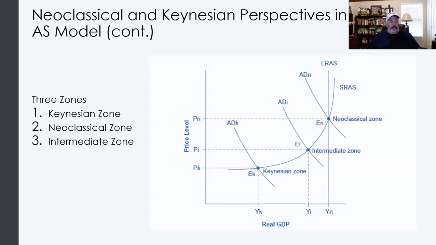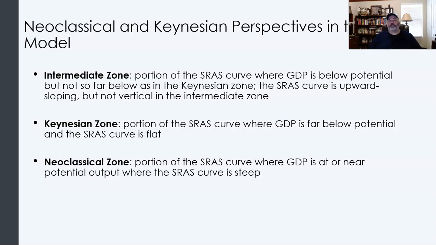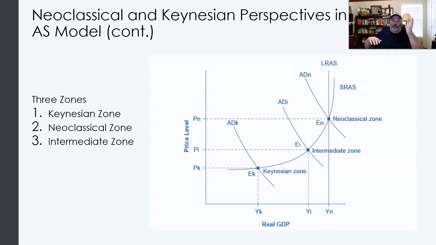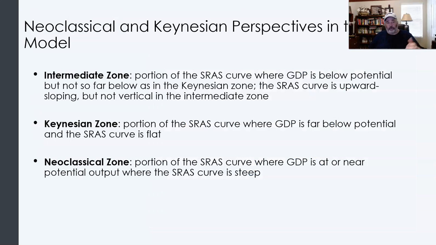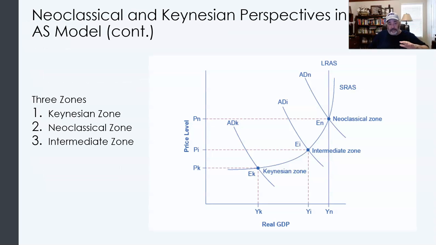On the part of the supply curve that is mostly horizontal, right down here, this part of it, say between here and here, they call this the Keynesian zone. That's the portion of the short-run average supply curve where GDP is far below potential, and the short-run average supply curve is largely flat, horizontal. And then the space between the Keynesian zone and where the long-run average supply curve is, or at least closer to it, we call that the intermediate zone. The intermediate zone is the place where GDP is below potential, but not as much as in the Keynesian zone, and the short-run average supply curve is increasingly upward sloping. Not vertical in the intermediate zone, but the slope of that curve is increasing as it turns upwards.